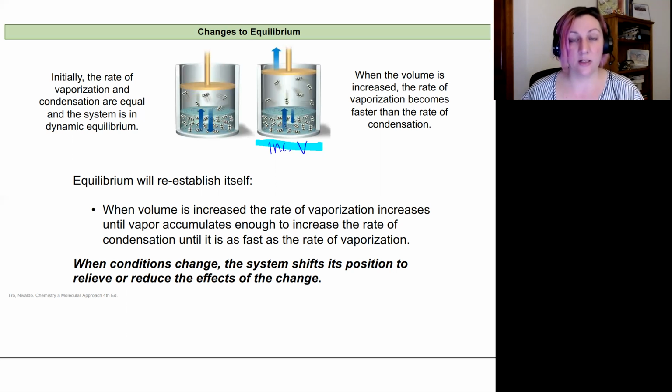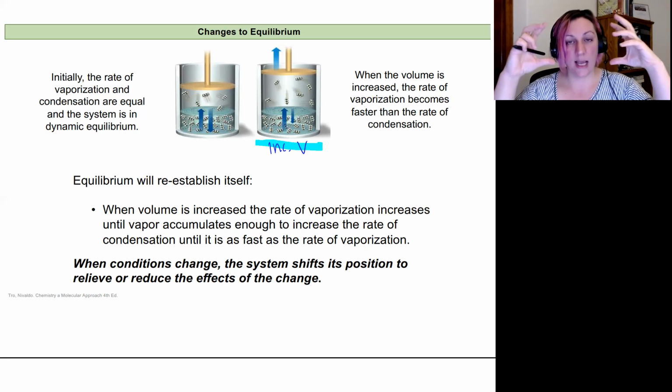And only a certain percentage of those collisions with the surface of the liquid are going to actually result in it becoming the liquid. And so the rate of vaporization is the same. We still have the same liquid in the same space and it's just evaporating. But as that pressure decreased, as the volume increased, the rate of condensation decreased. And it'll happen until the particle concentration in the gas phase increases.